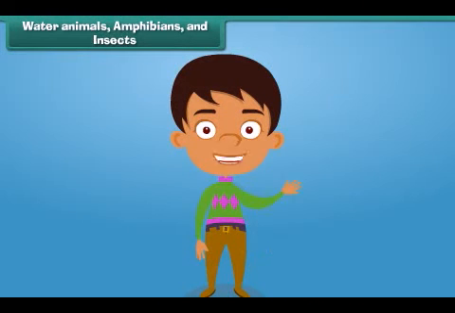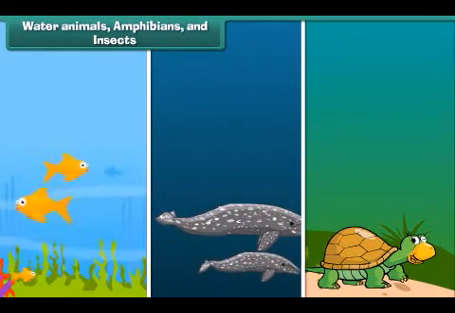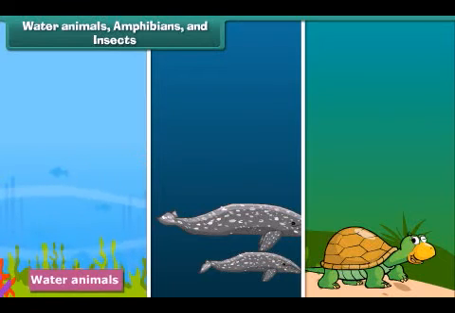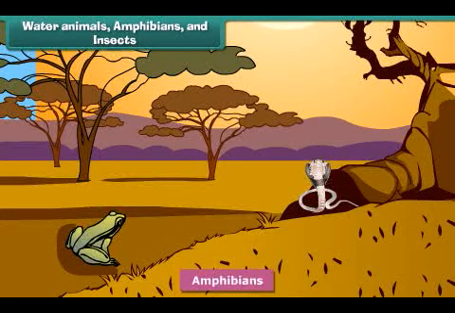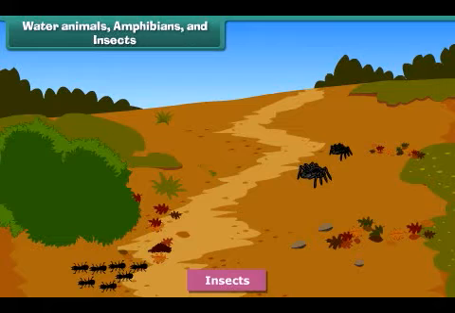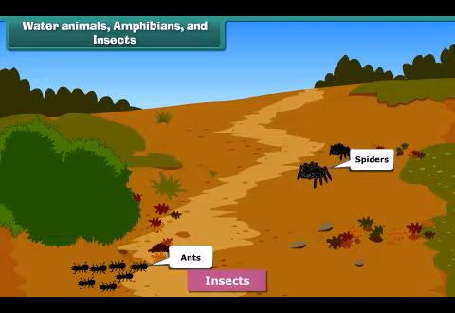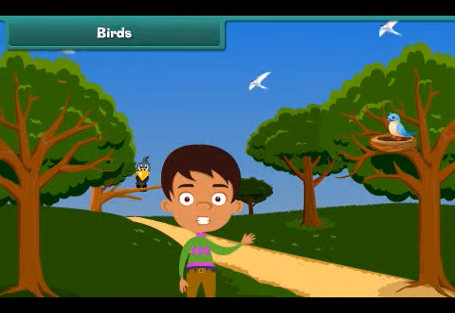Now let us know about other animals like water animals, amphibians, and insects. The animals that live in water are called water animals. Fish, whale, and tortoise are a few examples of water animals. There are some animals that can live both on land and in water. These are called amphibians, for example, frogs and snakes. The insects crawl on ground or other supports, for example, spiders and ants. Some insects can fly also. Now let us learn about birds.